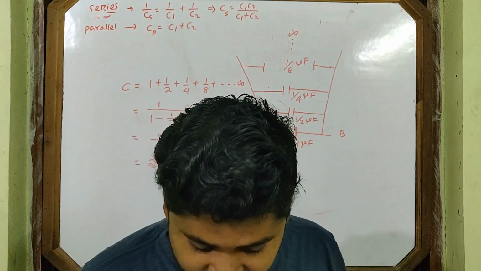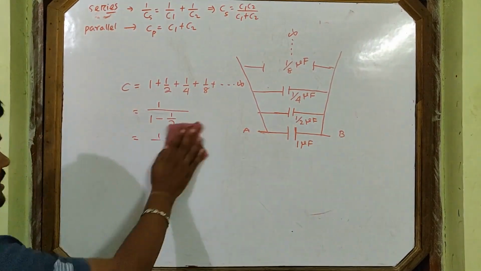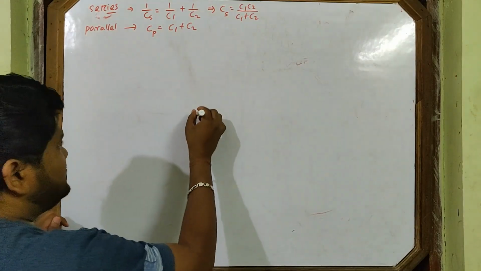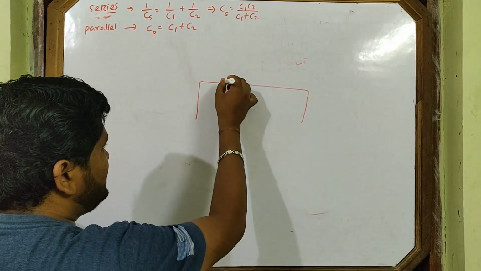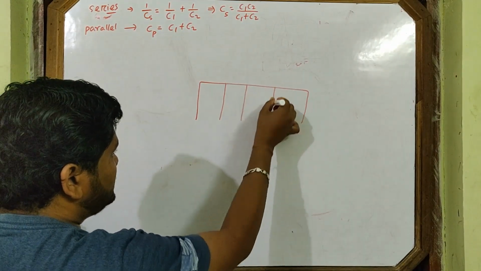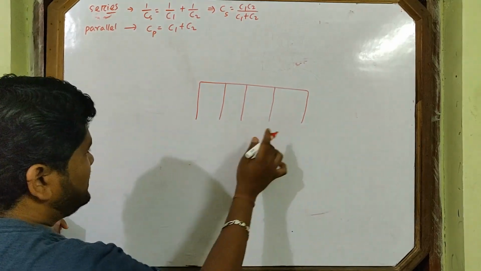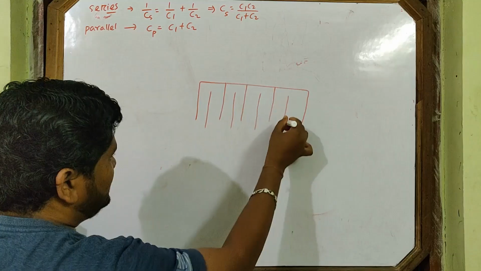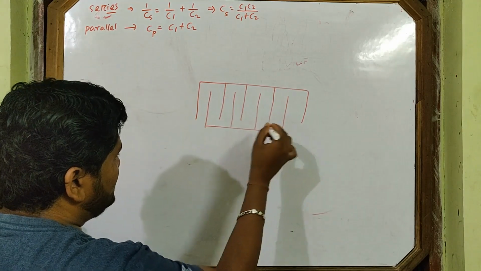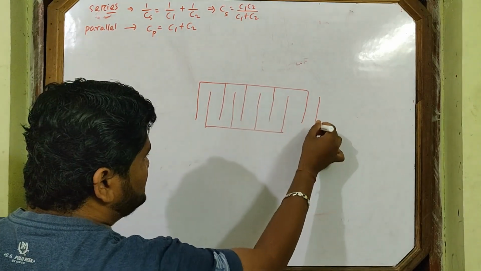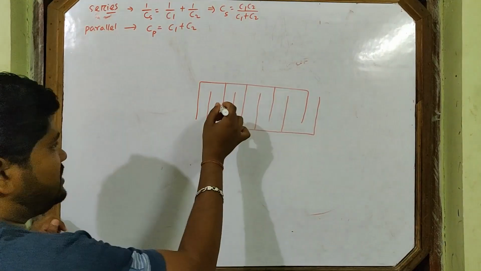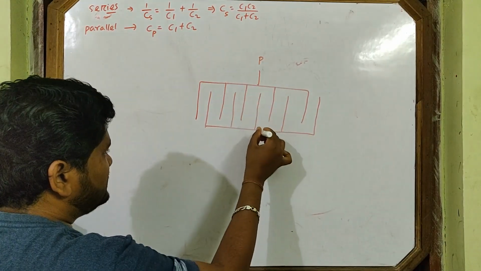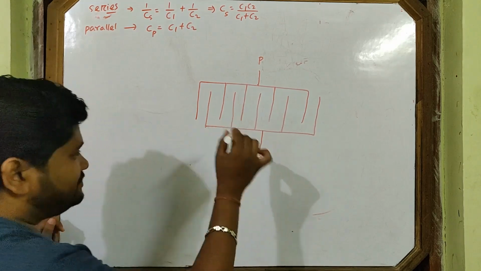Now come to the next question. Okay, let's come to the comb capacitor. What is this comb capacitor? One capacitor has many plates, 1, 2, 3, all equally separated, and another set of plates also comes in between, also equally separated. So this is connected to one terminal P, and this is connected to the terminal Q.